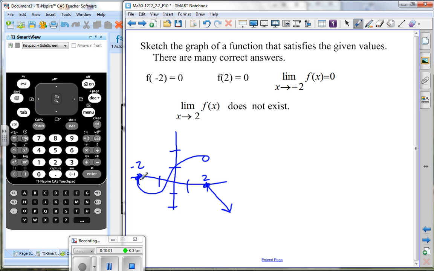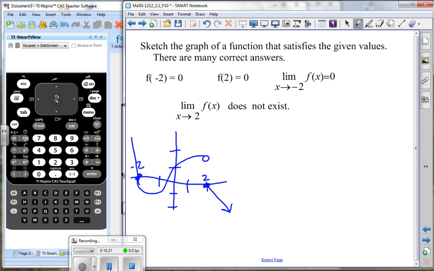So we'll just have that extend up there. So we can say we come in from both directions. And the limit at 2 does not exist because we have two different one-sided limits.